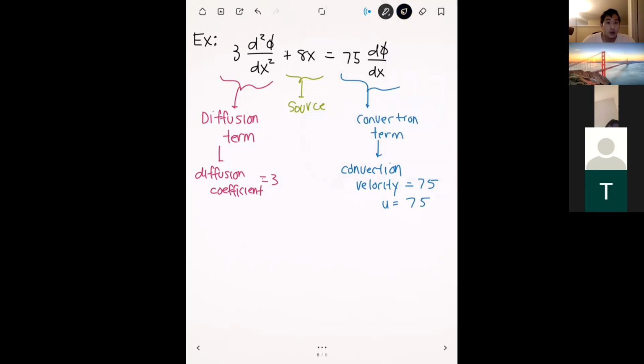All right, and so for this problem, let's give this some boundary conditions because we can't solve it without it. I'm going to use fairly simple boundary conditions: phi at 0 is going to be equal to 0, and phi at 1 is going to be equal to 1. So we have Dirichlet boundary conditions on both sides.